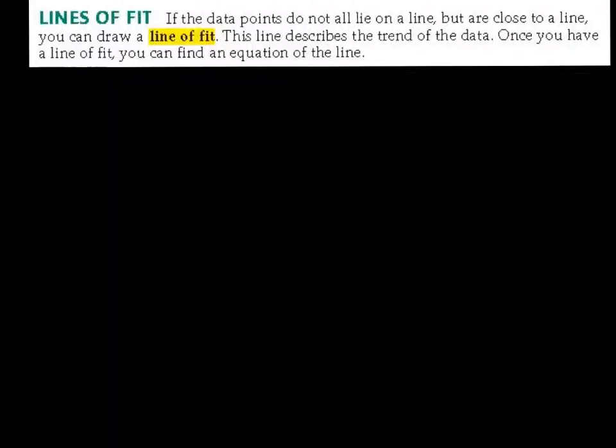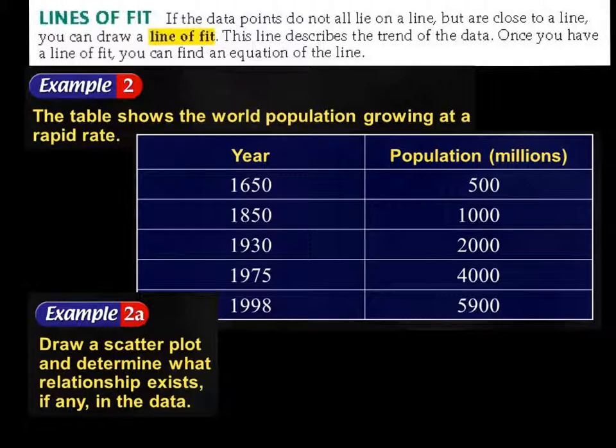If the data points do not all lie on a line but are close to a line, you can draw a line of fit. Oh, that's what I was trying to draw. This line describes the trend of the data. Once you have a line of fit, you can find an equation of the line. The table shows the world population growing at a rapid rate. They want us to draw a scatter plot and determine what relationship exists, if any, in the data.